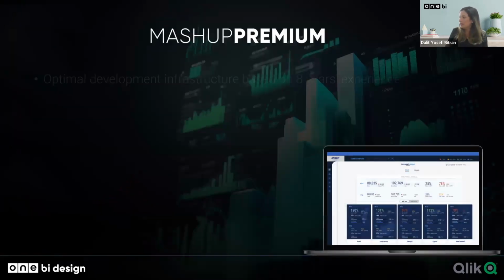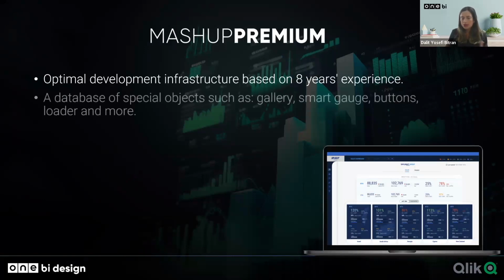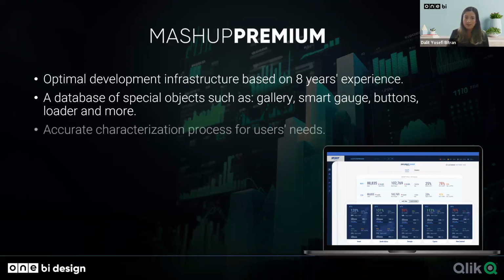The Mesha Premium, this is one example, is actually optimal development infrastructure that we built over the last 8 years. We collected our knowledge and put it all together in the Mesha Premium. It's a database of very special objects that we already developed, such as the gallery that you will see soon, gauges that we made, buttons, loader, and more.